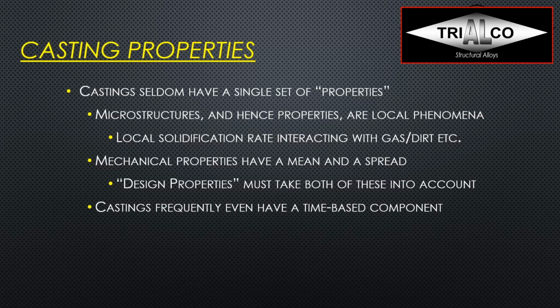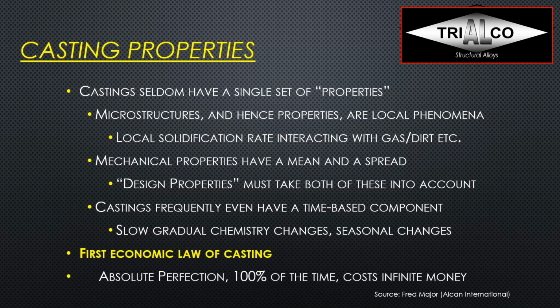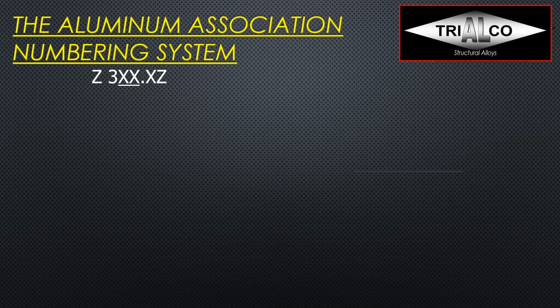Castings frequently have a time-based component as well, so they might even age over time and change their properties. Slow, gradual chemistry changes or even seasonal changes are possible. And of course, the first economic law of a casting is that absolute perfection 100% of the time will cost an infinite amount of money. So let's have a look at the numbering system of our North American Aluminum Association.